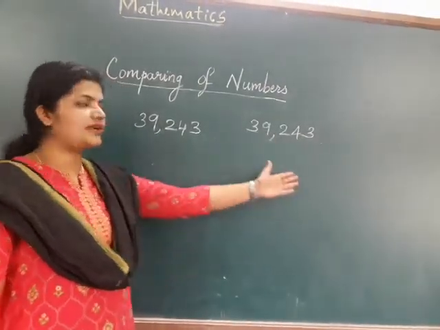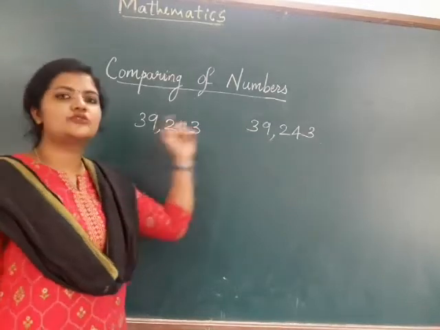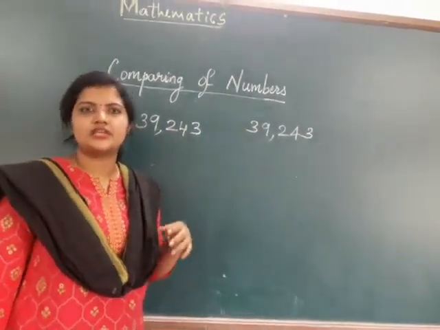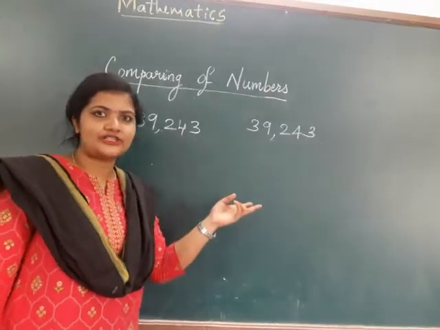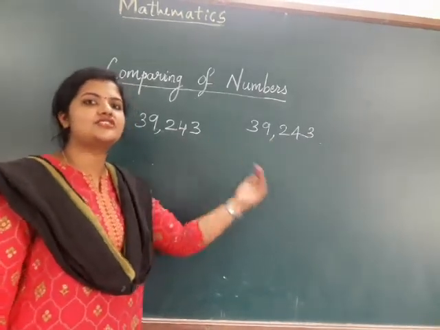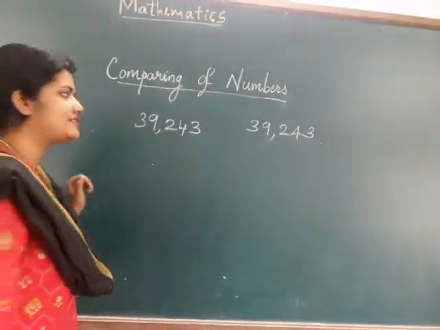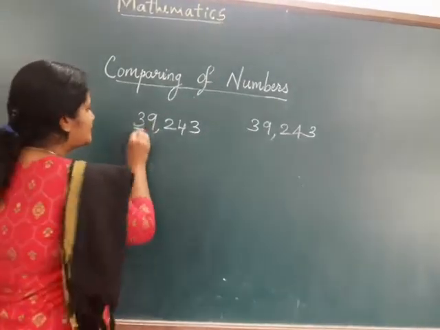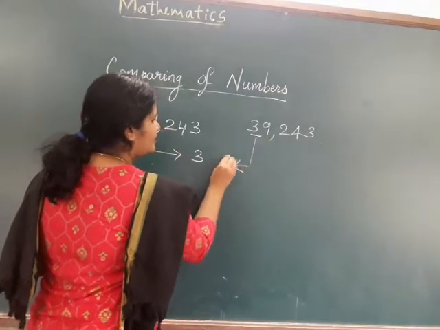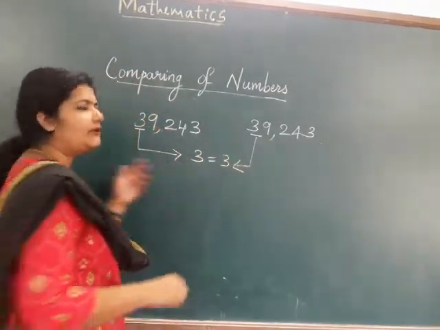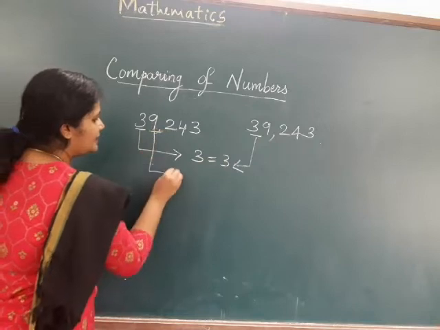Now let's see one more example. I have taken two numbers here. As you can see, these two numbers are 5 digit numbers, so they have an equal number of digits. So now let's compare according to the second step. Let's compare each digit, starting from the left hand side. Here we have 3, and here also we have 3. Both are equal. Next number is 9.